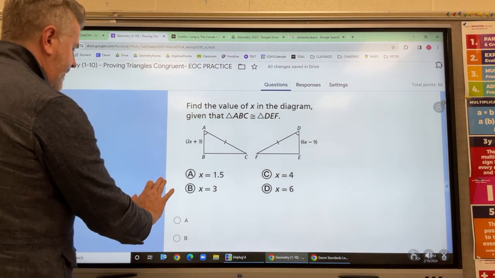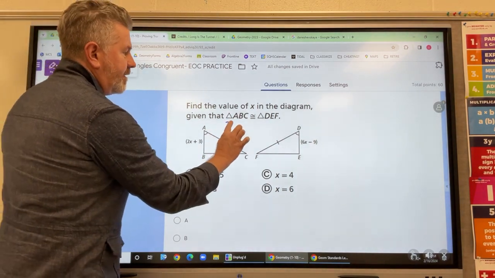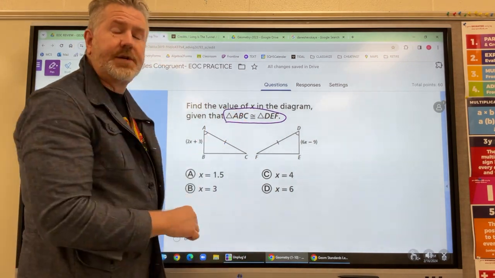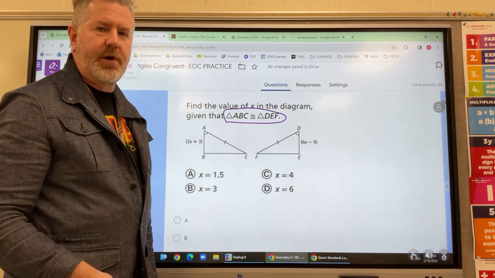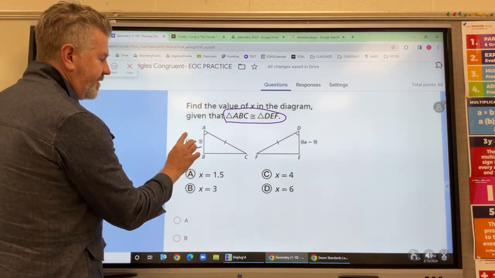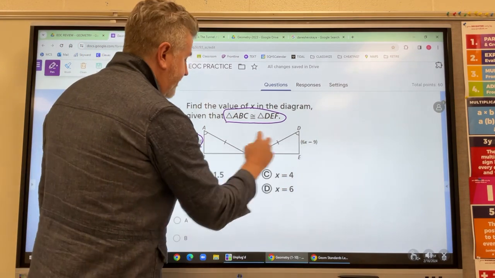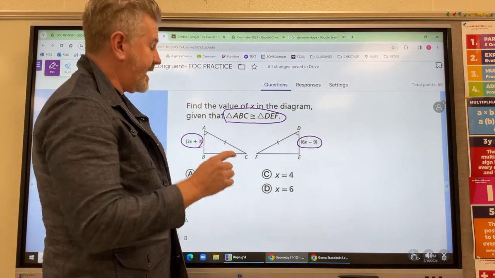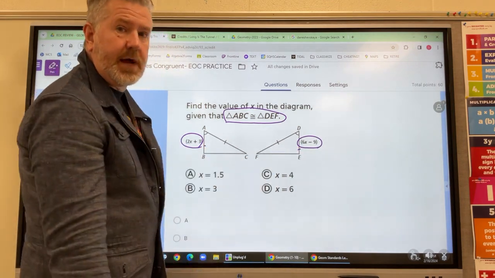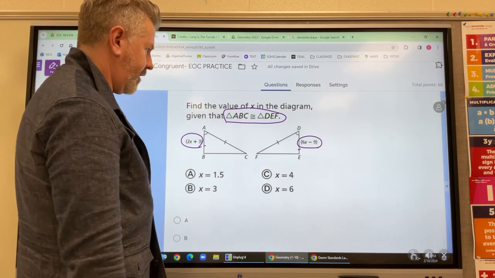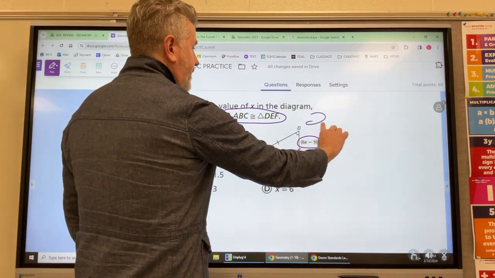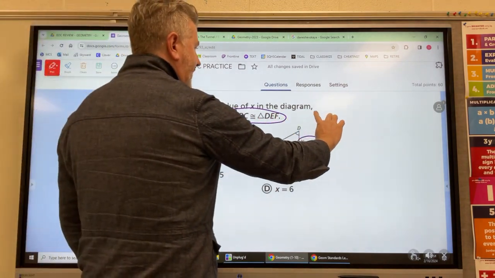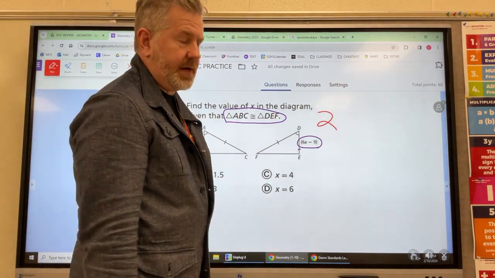So let's do this one, find the value of x. If we know that the triangles are congruent, which we do, then we know that their corresponding parts are congruent. Therefore, this is the measure of side AB, and this is the measure of side DE. Because the sides are congruent, their measures are equal, so we just set those two values equal to each other. Of course, then we have to solve it using our algebra skills, which should be pretty finely tuned at this point, and it's really good prep for Algebra 2 next year.